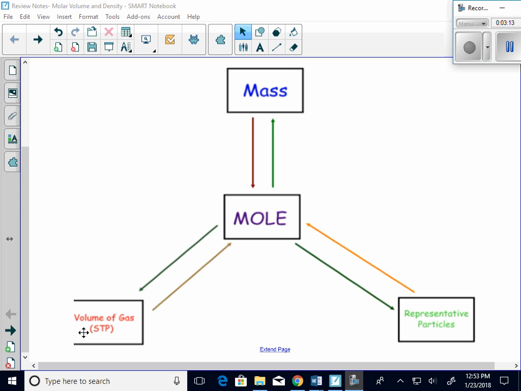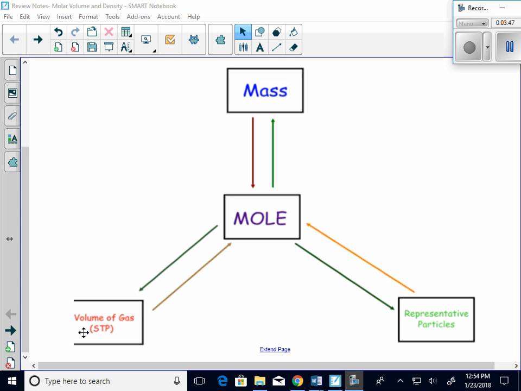So does it matter what the gas is? Does the gas matter? No. The conditions matter, if we have standard temperature and pressure. Now, do we talk about the molar volume of a liquid or a solid? This is only the volume of a gas. So that's important. The volume of a gas.